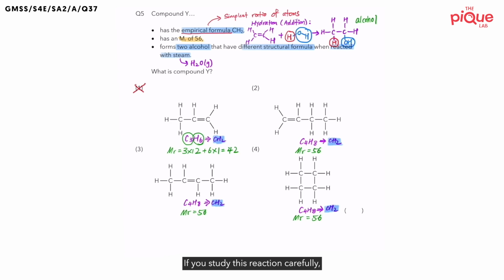If you study this reaction carefully, you can see that only alkenes, which are also a type of unsaturated hydrocarbon, can undergo this reaction. By visual inspection, you can see that option 4 does not contain a C=C double bond. So obviously, we will eliminate option 4. Just in case you're interested, compound 4 is also known as a saturated hydrocarbon because it only contains C-C single bonds as well as C-H single bonds.